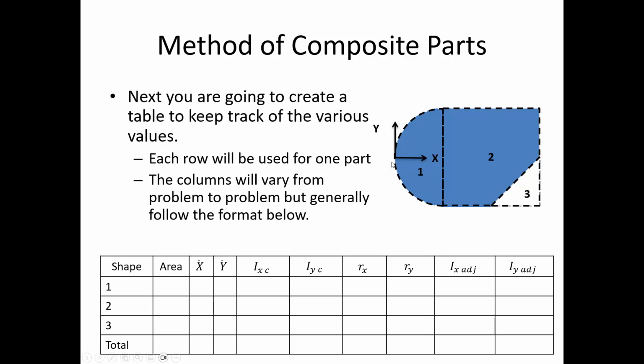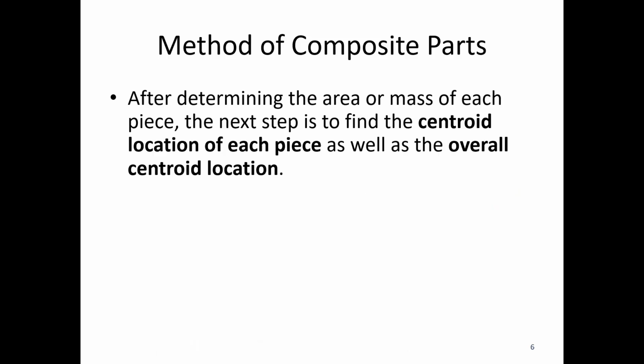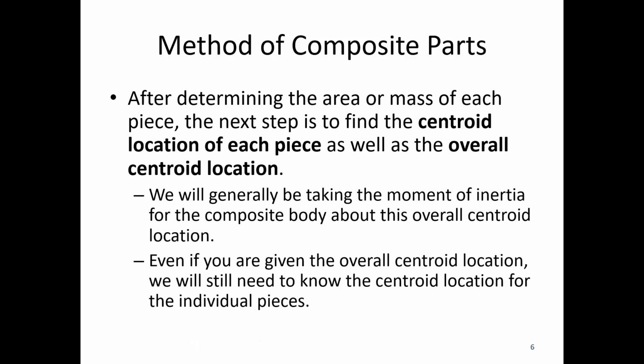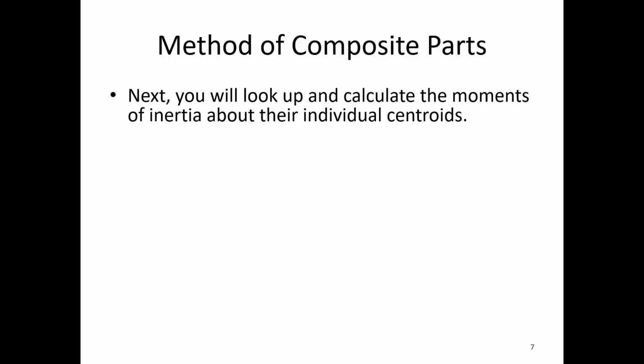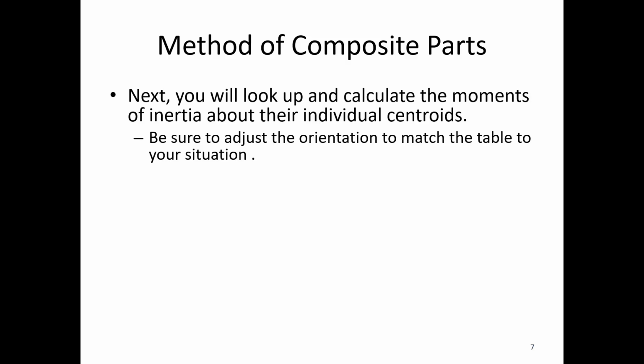And that's why it's important to have an axis at this point. This X bar and Y bar locations, these all need to be with respect to a common point. So once we have that, you're going to need to look up and calculate the moments of inertia about their individual centroids. So for each piece, we're going to have the moment of inertia of a semicircle, and we are sometimes going to need to adjust the orientation to match the table, match the orientation of the piece to the orientation in the table so that the two match.